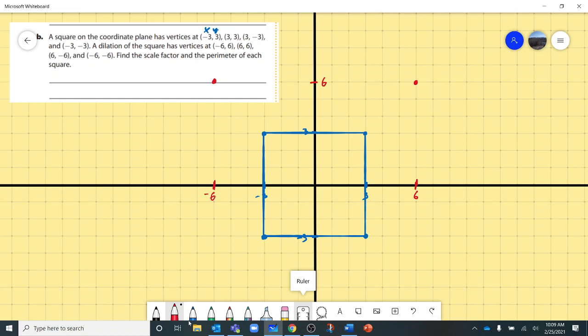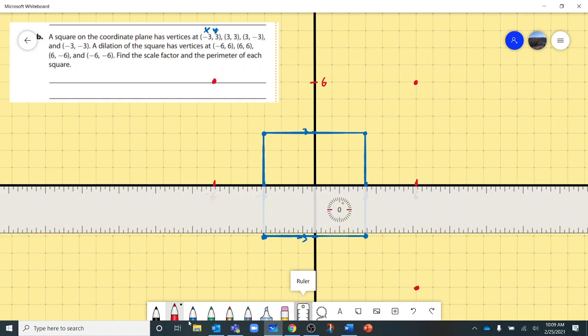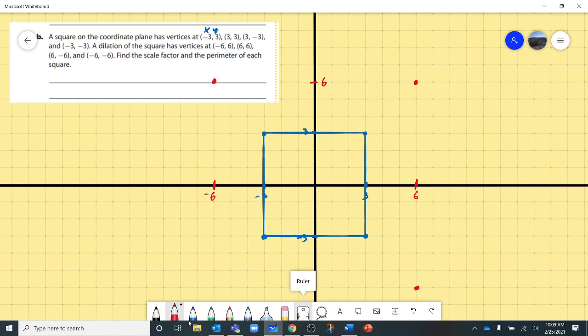Third point is (6, -6). So again, to the 6 on the x: 1, 2, 3, 4, 5, 6, -6 on the y.